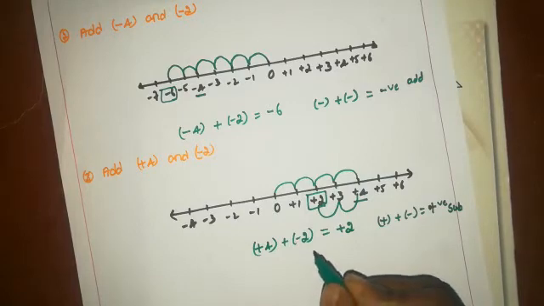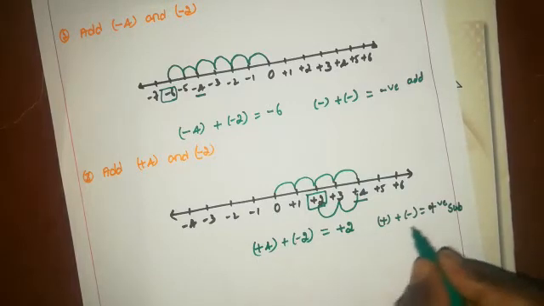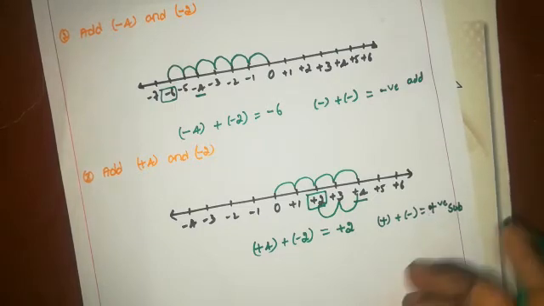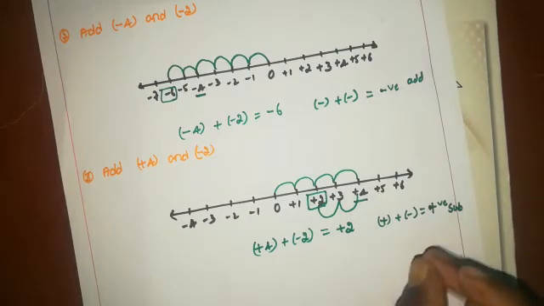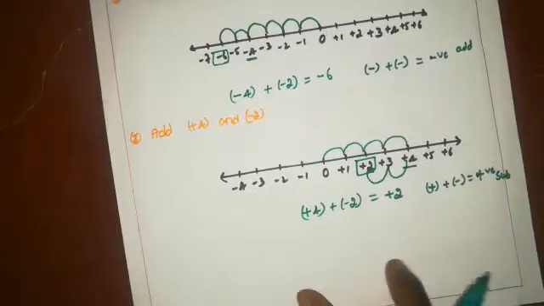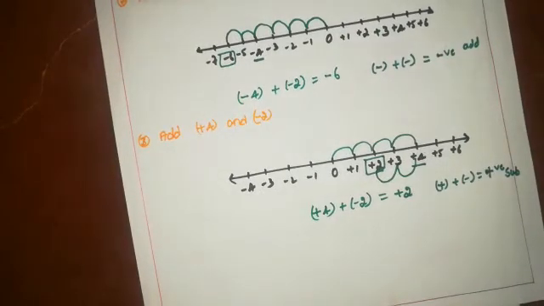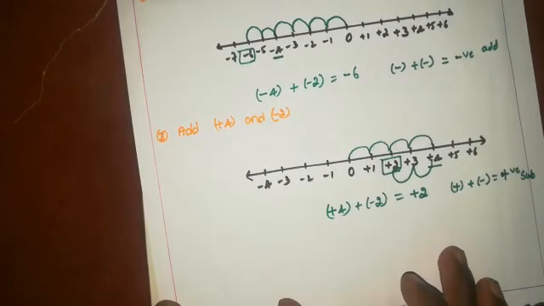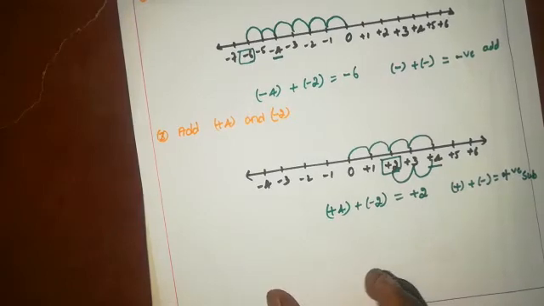If one integer is positive and the other one is negative, then we have to subtract the integers and put the sign of the bigger number. Okay, if suppose the bigger number has a negative sign, then how do we add?